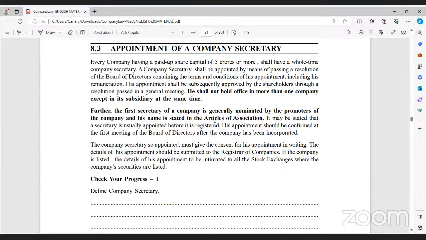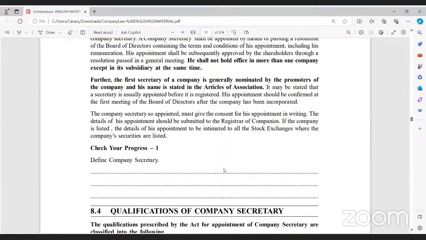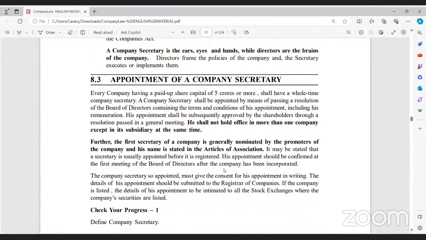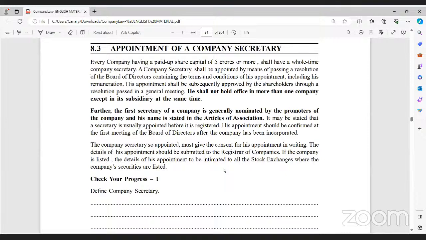The appointment of a company secretary must be in writing, and it should give his name. The appointment must be submitted to the registrar of companies with all the details, and also informed to the stock exchange in which the company's securities are listed. So these are the points. I'll repeat once again. With these 5 to 6 points, you'll get a short answer.